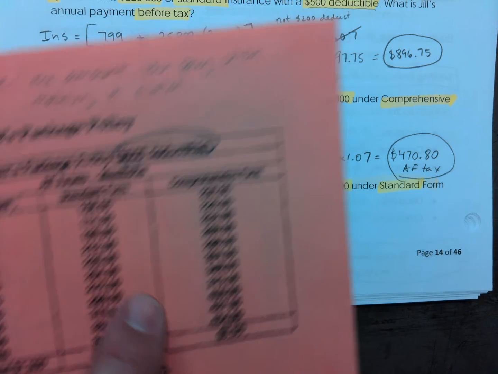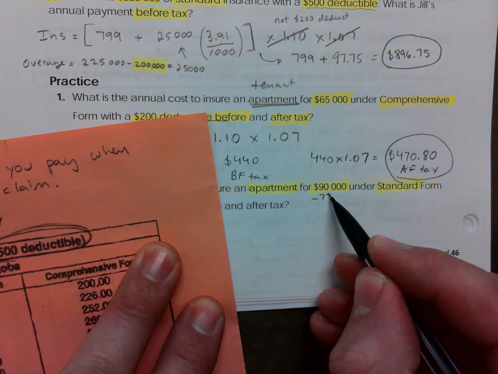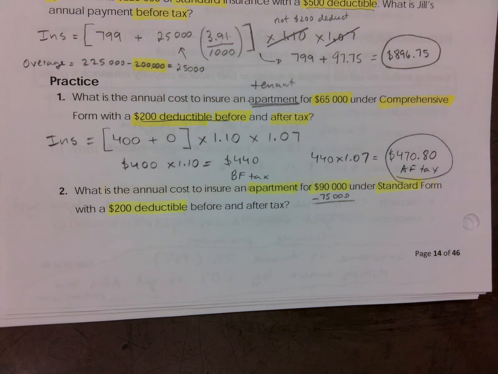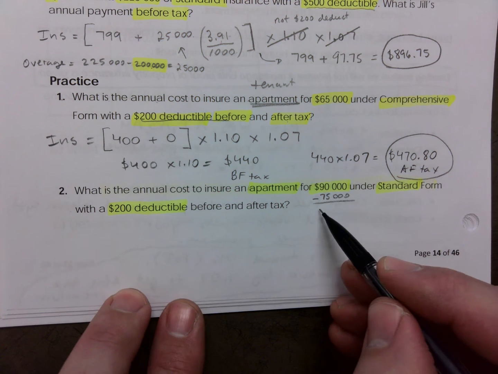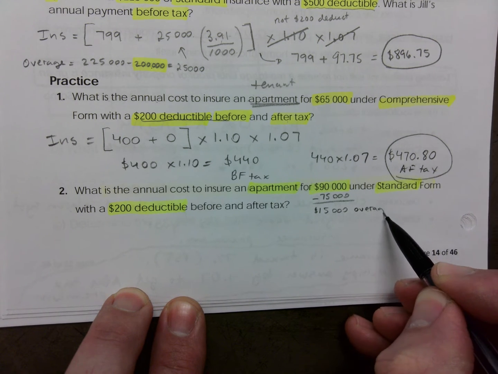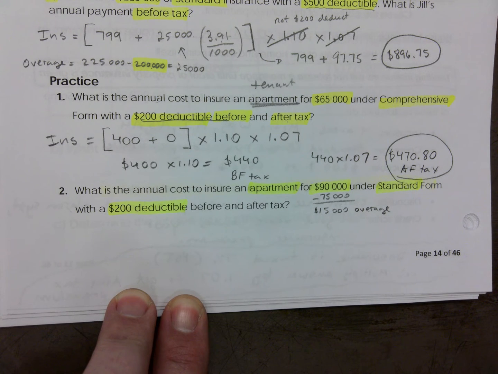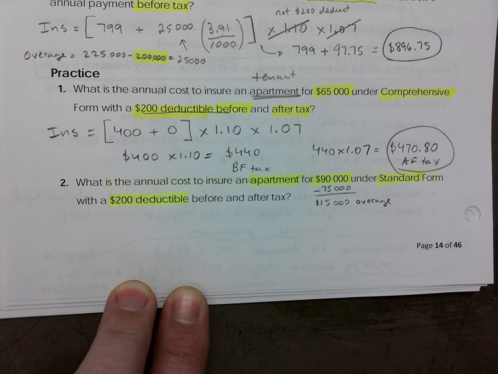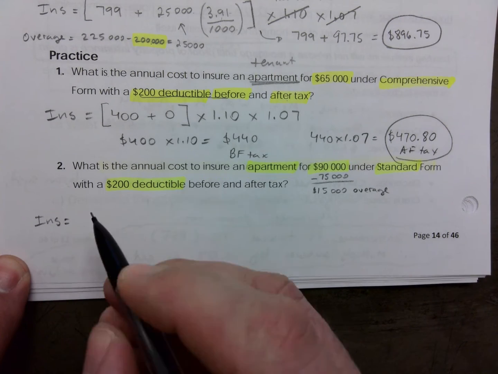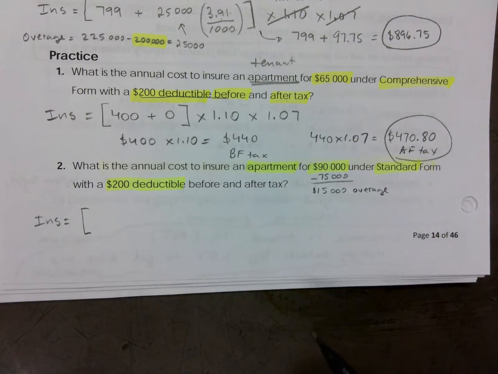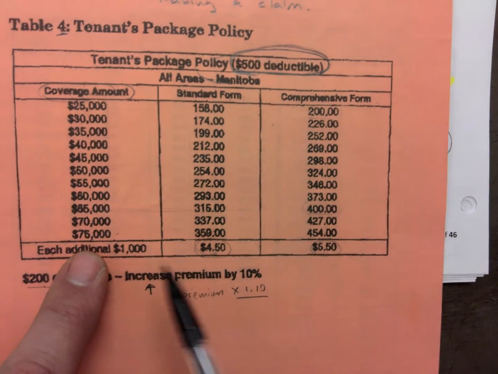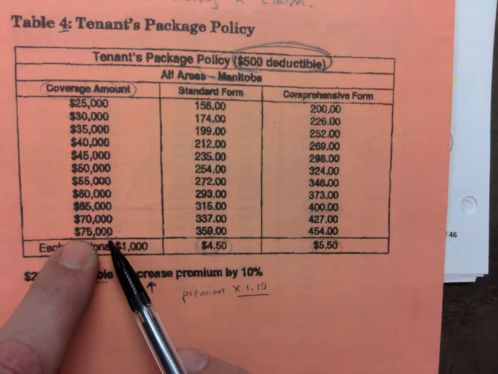So take that 75, if you can, and subtract it right away. If you subtract it, you get 15,000. You're over by 15,000, that's the overage. So for the insurance, we go back to this: 90,000 standard. We don't have 90,000. You're only up to 75,000.